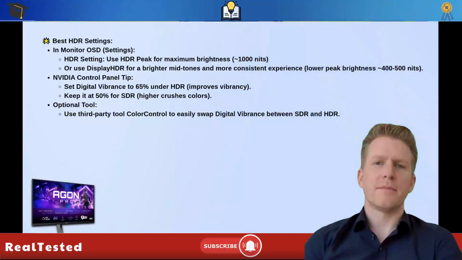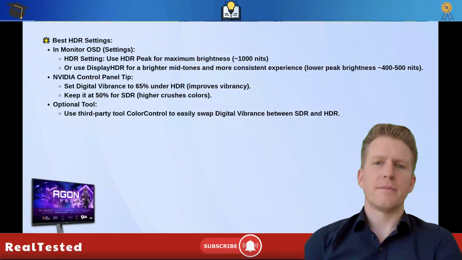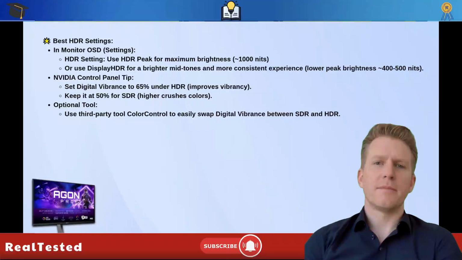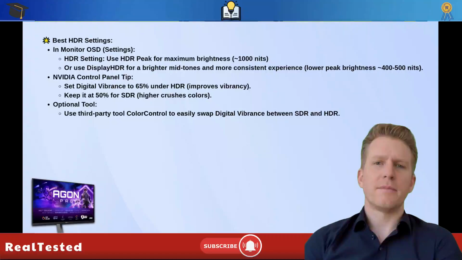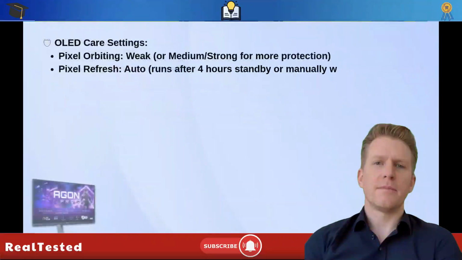When configuring HDR, choose HDR Peak to reach maximum brightness levels of nearly 1000 nits for highlights. Alternatively, select Display HDR for more uniform midtones, though this limits peak brightness to between 400 and 500 nits. For NVIDIA GPU owners, try increasing digital vibrance to 65% within the NVIDIA control panel to enhance HDR colors. Keep this at 50% for SDR content to avoid losing color detail. To simplify switching these profiles, consider using the color control utility.